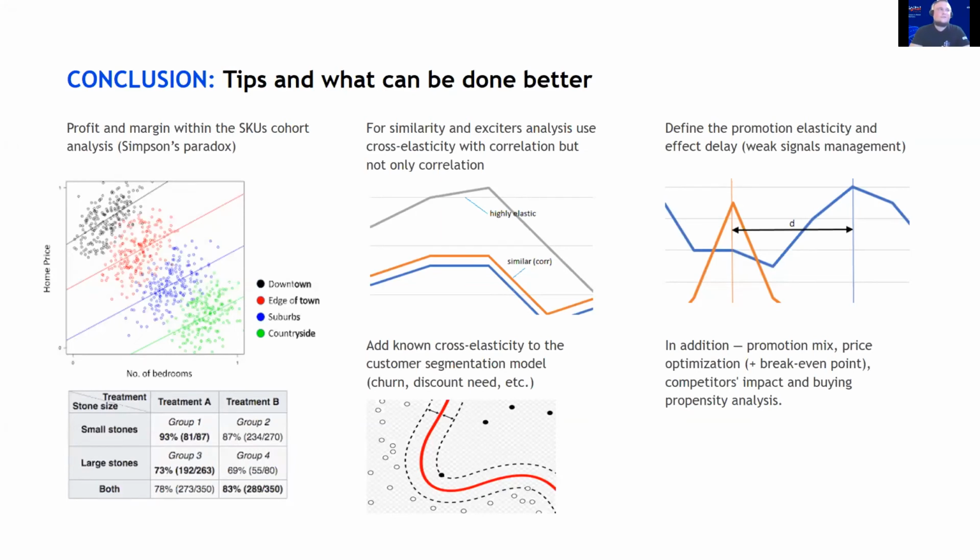Then it is much better to add such cross-elasticity to your customer segmentation model, to understand which customer is more prone to churn, or needs some discounts, or is more loyal. Because in this case, what we saw previously, some customers that were discount seekers switched to SKU B instead of focusing on SKU A with some discount. So this feature is very helpful for a machine learning model for customer segmentation.